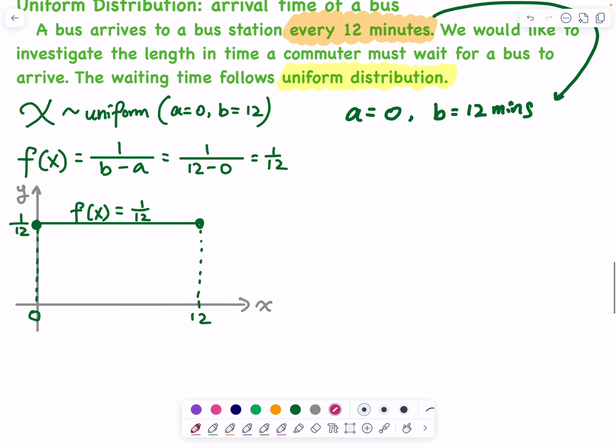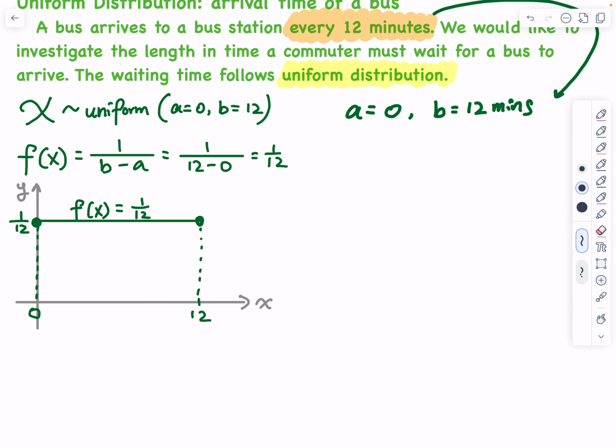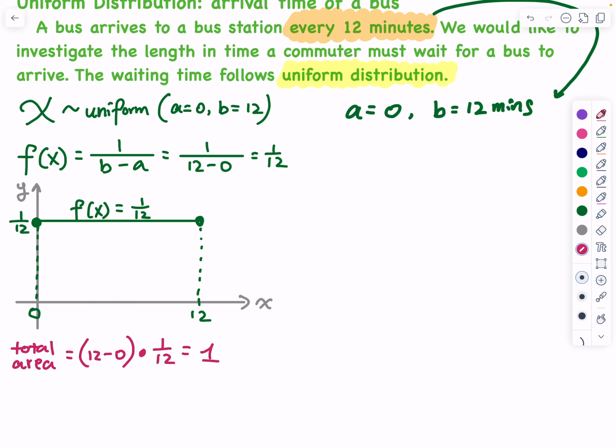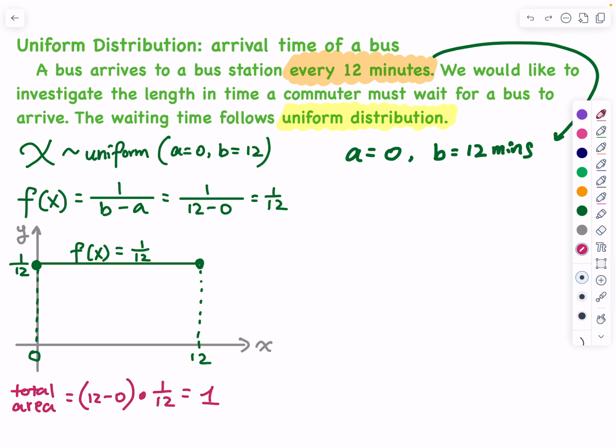All you need to do is verify that the total area of a rectangle is 1. What's the total area of a rectangle? The base is big number minus small number, and then you multiply the height. That is equal to 1. So this total area is equal to 1. And then what else can we do? Other than this, we are not answering any probability questions yet.